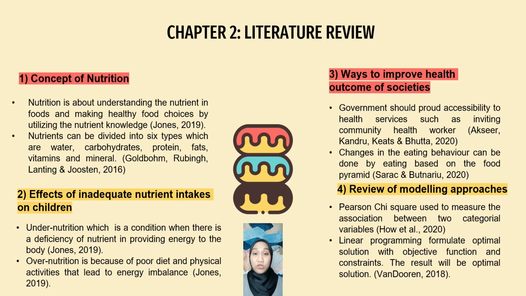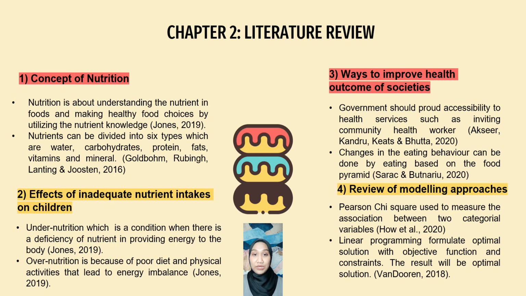Third is way to improve health outcome of society. Government should provide accessibility to health services such as inviting community health workers to provide basic health checkup to the society. Then changes in the eating behavior can be done by eating based on the food pyramid. If people are able to follow the food pyramid, they have the ability to improve the quality of their life and lessen the risk of getting chronic disease.